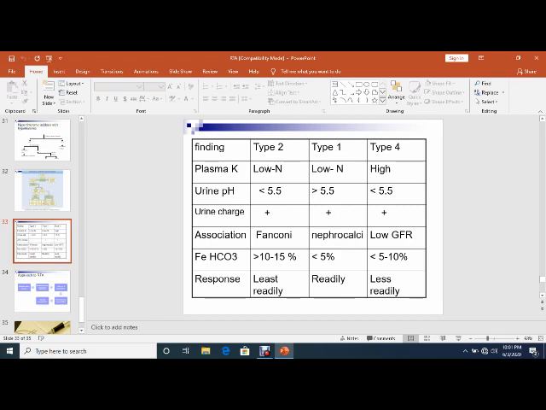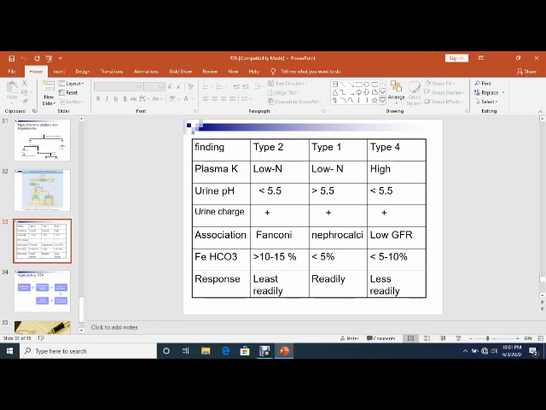Urinary pH is important. If it is less than 5.5, we must think of type 2. In type 1, it is more than 5.5. But in type 4, again the pH should be less than 5.5. Urine changes are always present in the three disorders. They are associated with type 2 like Fanconi, type 1 with nephrocalcinosis and stone formation, and type 4 in case of renal insufficiency, CKD or low GFR.